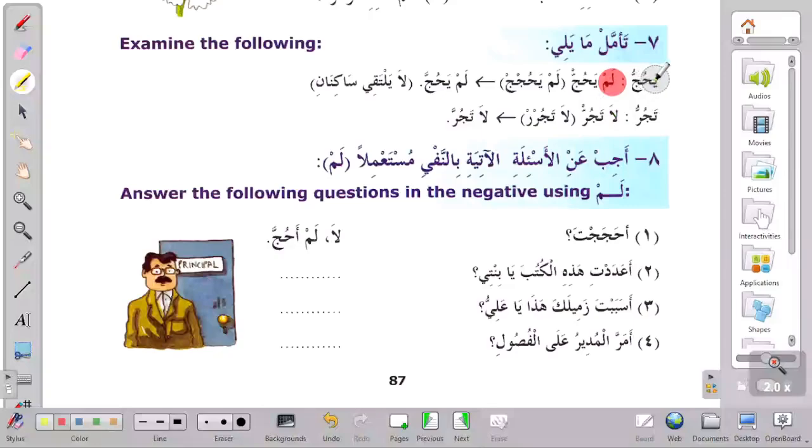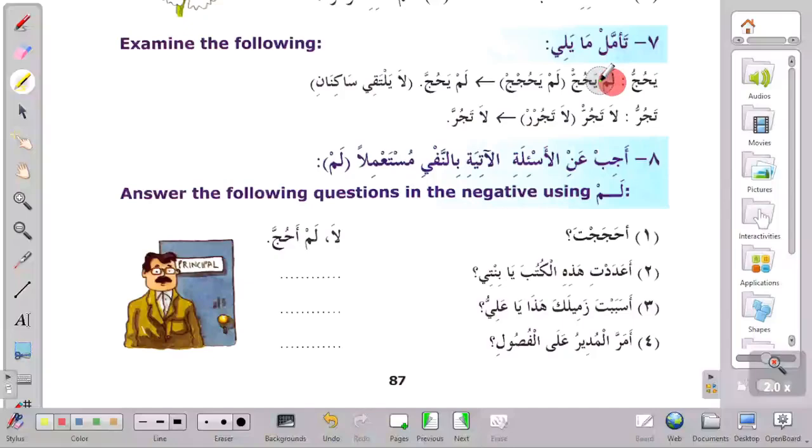So yahujju is the actual verb, but if I add lam, of course we know what will happen. Lam is a harf jazm. When it comes to the fi'l mudari, it becomes majzoom, mainly majzoom bisukun. Most of the time it will be majzoom bisukun.